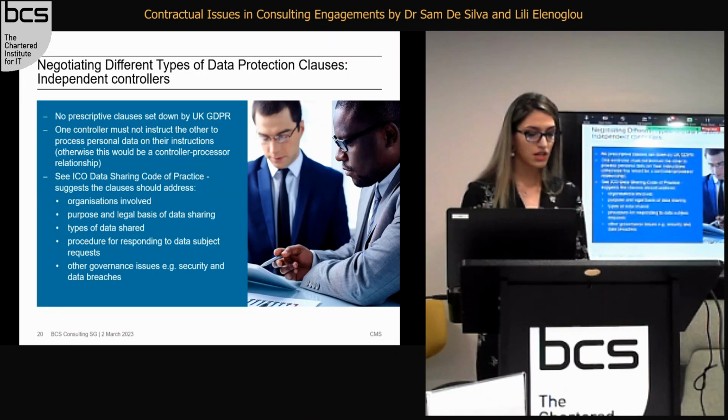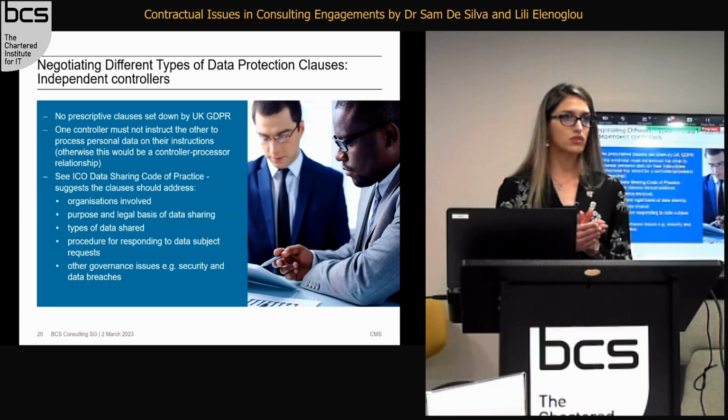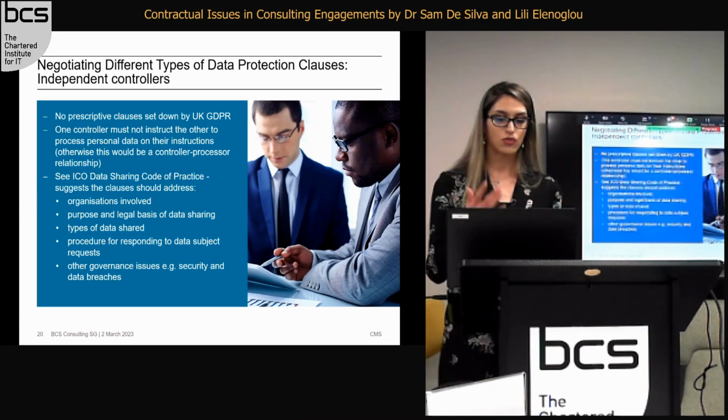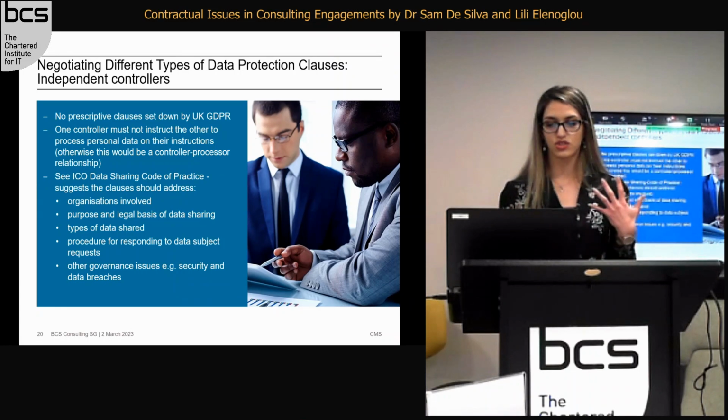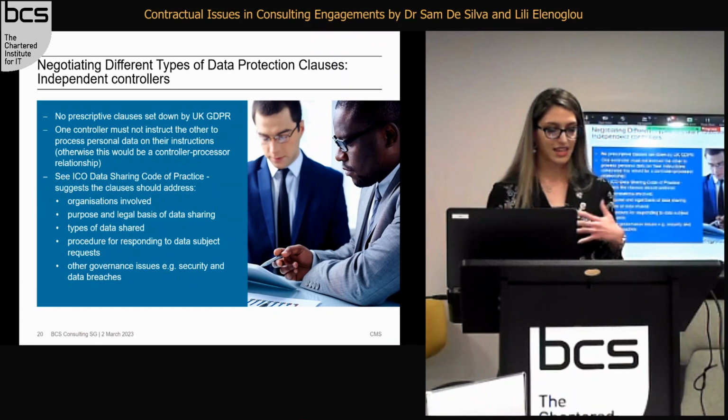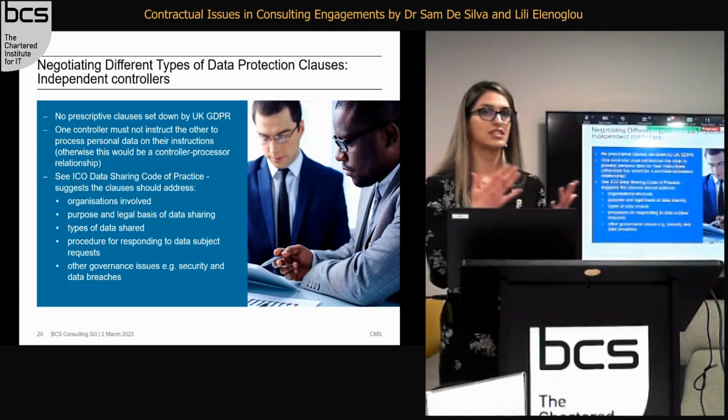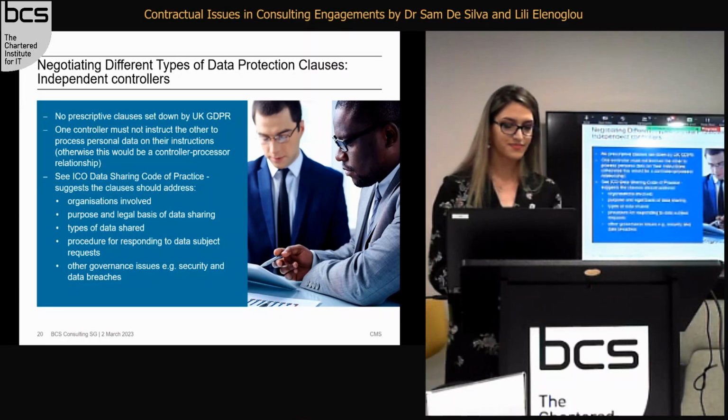So what am I relying on in order to process personal data? The types of data shared, and these could include sensitive information, as we said before, the procedure for responding to data subject requests, and any other governance issues such as security, data breaches, how to collaborate when there is a data incident, etc.